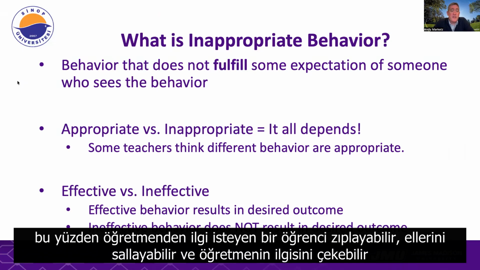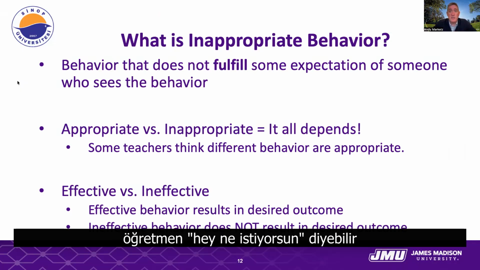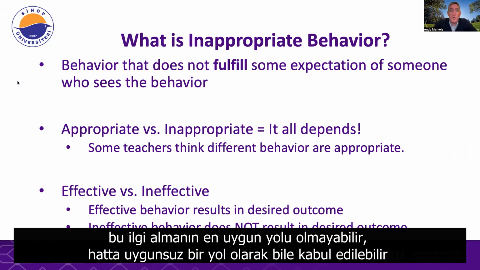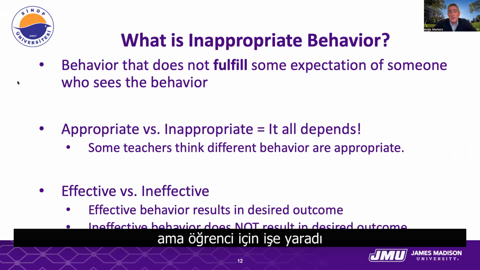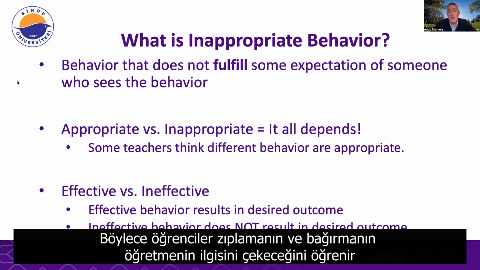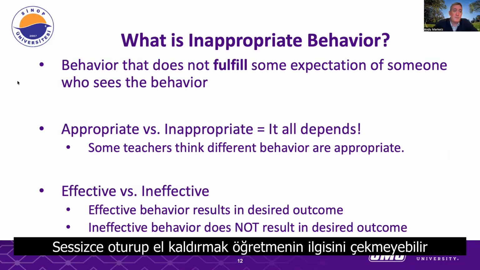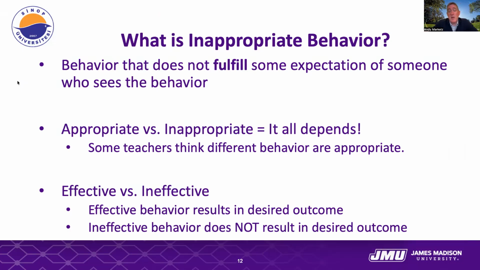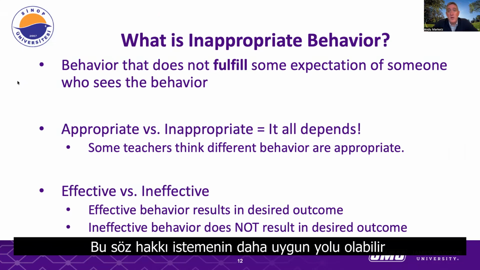So a student that is wanting attention from the teacher may jump up and down and wave their hands and get attention from the teacher. The teacher may say, hey, what do you want? That might not be the most appropriate way to get attention, right? That might be considered an inappropriate way, but it worked. It was effective. So the student knows that jumping up and down and yelling is going to get the teacher's attention. Sitting quietly and raising your hand may not get the teacher's attention. That might be the more appropriate way to do so, but it may be ineffective.